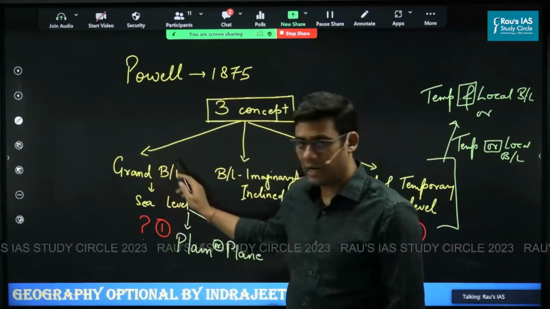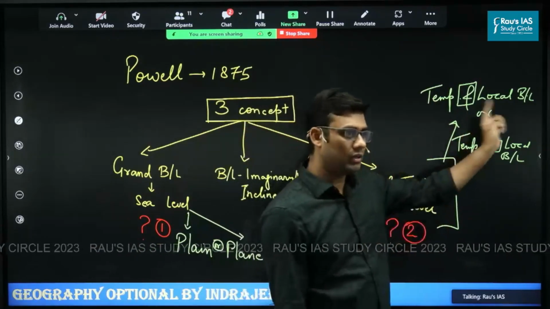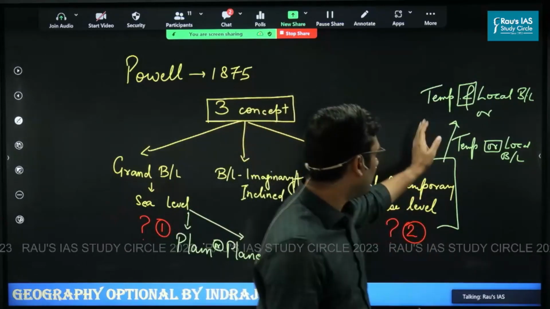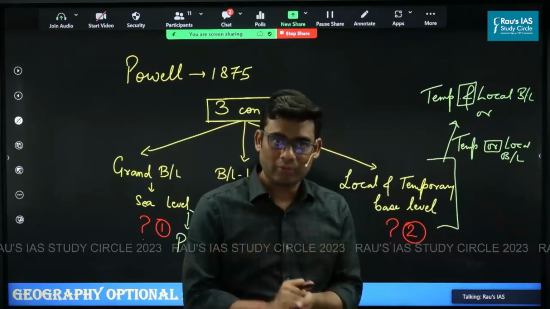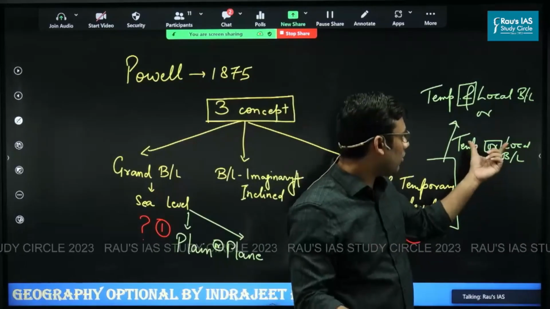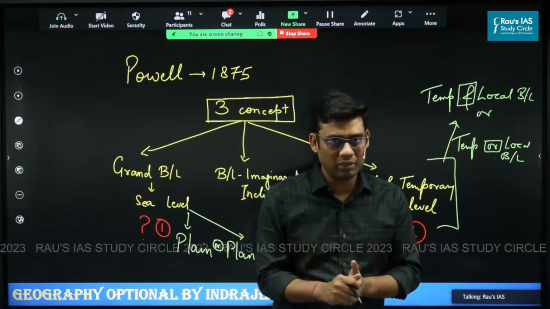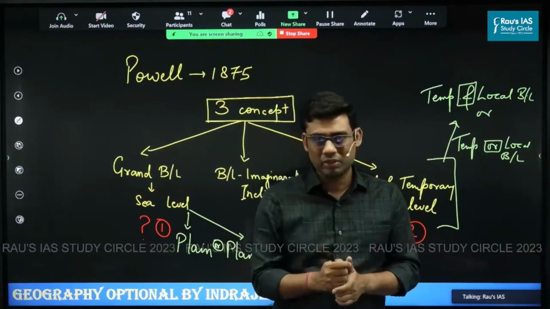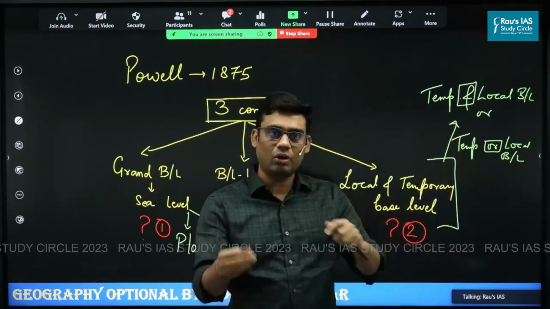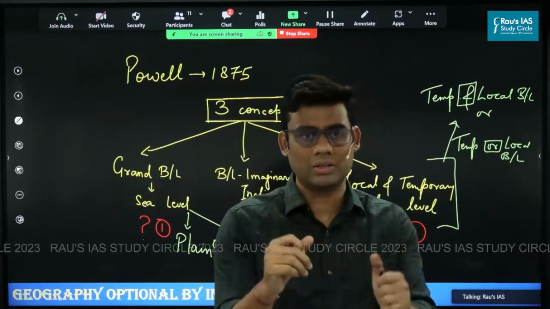First, the grand base level. Second, the temporary base level. And the third, the local base level. So in that scenario, the temporary and local base level would be different. But if he was trying to say temporary or local base level, it means he is only telling us about two types of base level. One is your grand base level and the second is your temporary or local base level. You can call it temporary, you can call it local. They are one and the same.